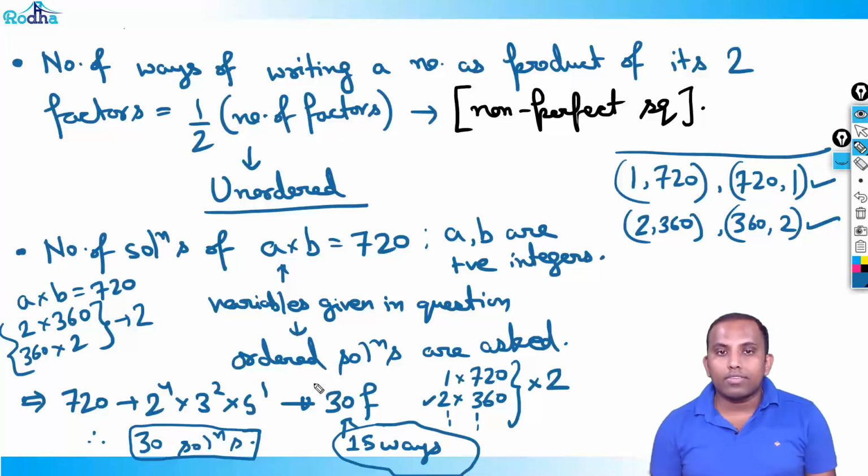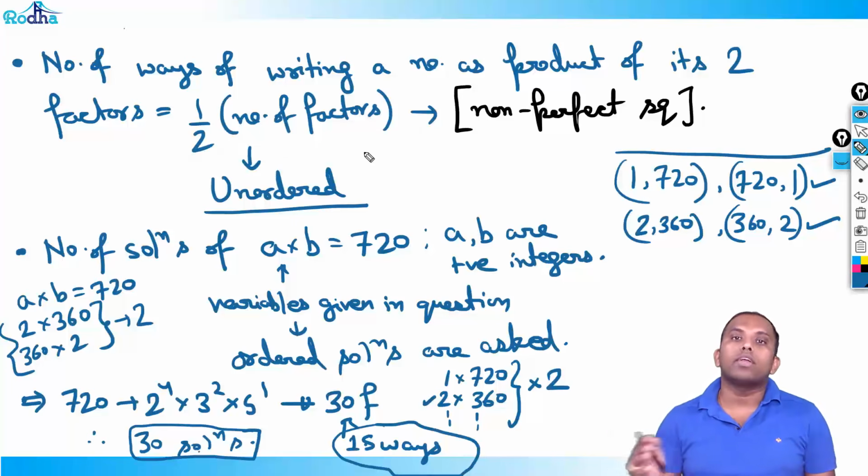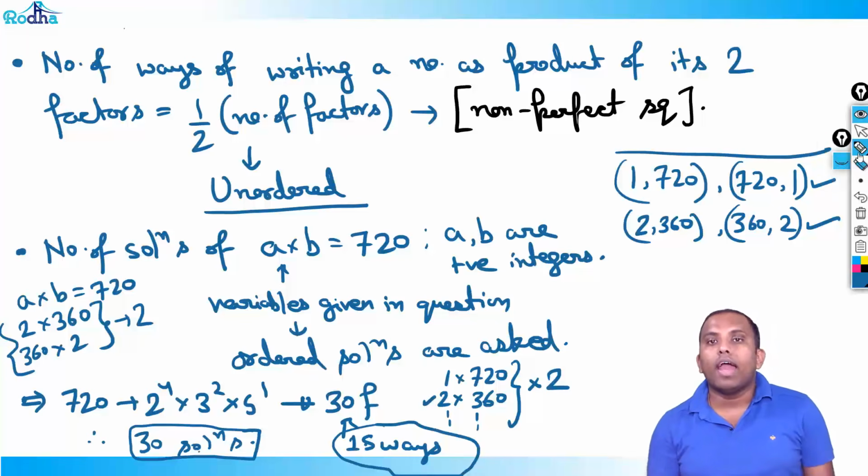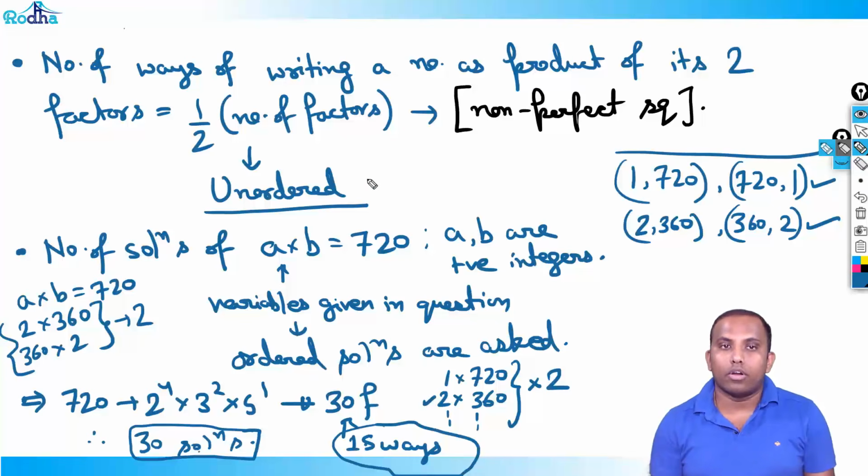So you can see it, right? What are 30 solutions? That is equal to the number of factors, because for finding the number of ways, what we did was half the number of factors. And when we again multiply it by 2, this 2 will get cancelled, right? Half the number of factors again into 2, that is equal to the number of factors. So we can write here the number of ways of writing as product of its two factors in case of ordered, right?